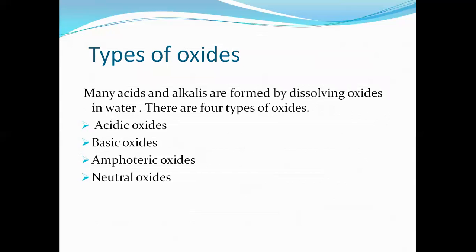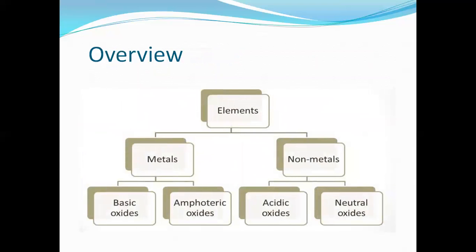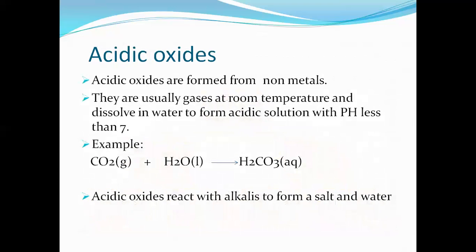There are four types of oxides: acidic oxides, basic oxides, amphoteric oxides, and neutral oxides. Look at this overview. Elements fall into two categories: metals and non-metals. Metals are involved in basic oxides and amphoteric oxides. Non-metals are involved in acidic oxides and neutral oxides.